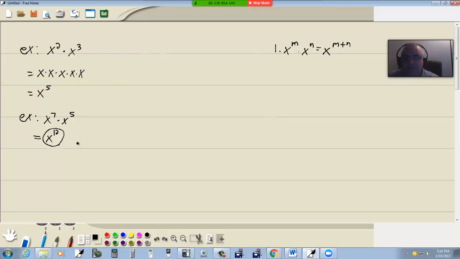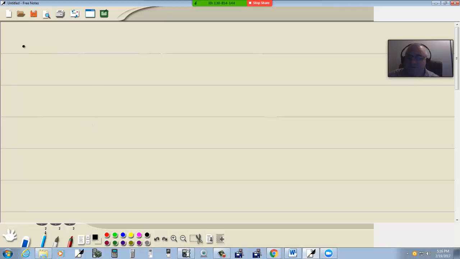Now, let me get rid of those. I shouldn't put a 1 there, but I'm going to erase that also. Now, if I have x to a power raised to another power, I'll write it so you can read it. What that means, x to the third to the second power, means you're going to take x to the third times x to the third.